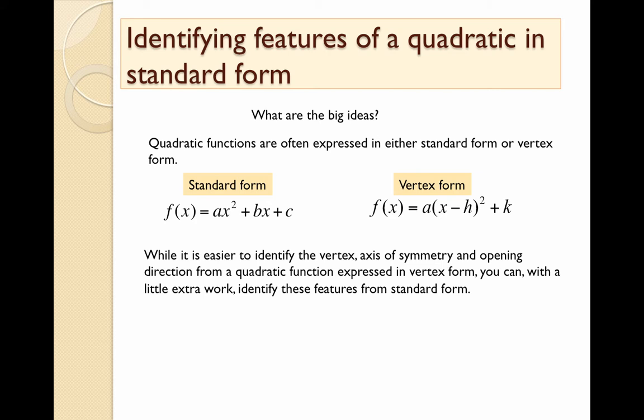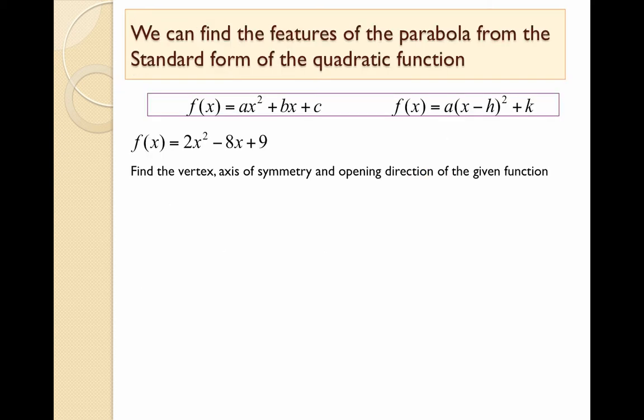It is admittedly easier to find the vertex, the axis of symmetry, and the opening direction when you have your function expressed in vertex form. But with a little extra work, we can still identify these features when we have our function in standard form. So let's take a look at an example. Notice that we have our function written in standard form as opposed to vertex form.